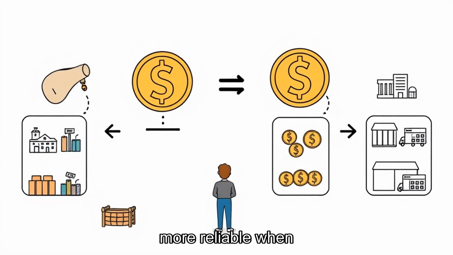Tariffs change the calculation by raising the cost of imported goods. That may protect some domestic producers, but it can also raise prices for consumers and businesses that use imported inputs. Supplier dependence should be checked before accepting the most comfortable explanation.